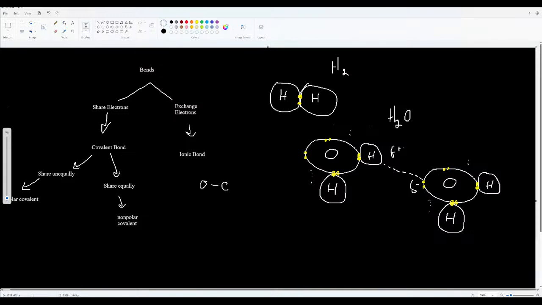So that's oxygen bonded to oxygen, nonpolar. Hydrogen bonded to hydrogen, nonpolar. Carbon bonded to carbon, nonpolar. Anything bonded to itself, nonpolar. That's what I'm trying to say here.